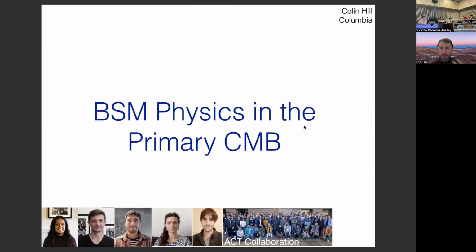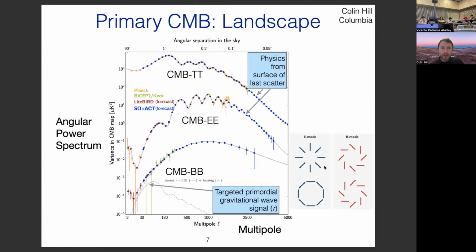Okay, good. So let me start with the primary CMB. Pretty much everything I'm going to be talking about here is work that's ongoing with the ACT collaboration, and I'll introduce you more to the ACT experiment in just a few slides. Good. So what does the landscape look like from a high level? The main quantity that we're interested in when we think about new physics in the primary CMB is the angular power spectrum, which has been the main statistic of interest now for many years in the CMB.